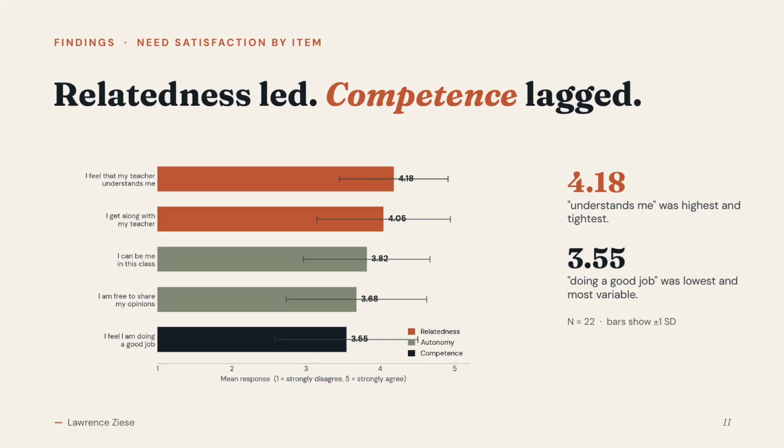Competence was the soft spot. The item "I am doing a good job" sat lowest at 3.55. It was the only item to settle at a 3 rather than a 4, and it was the most variable of the 5. Students in that room were least certain about whether they were succeeding. That is finding 1 and finding 2.